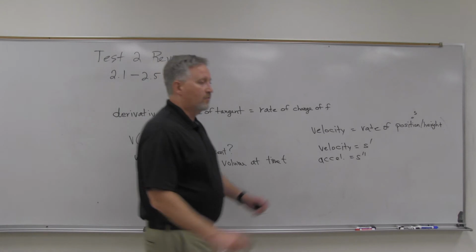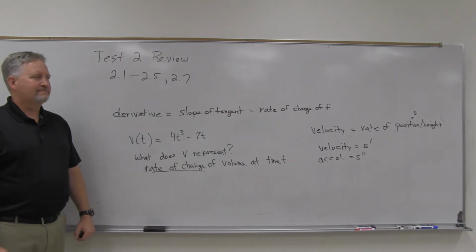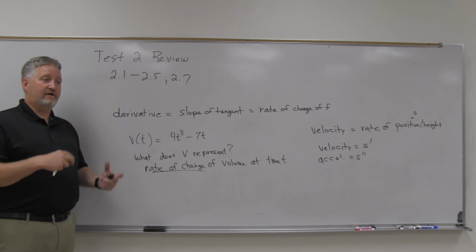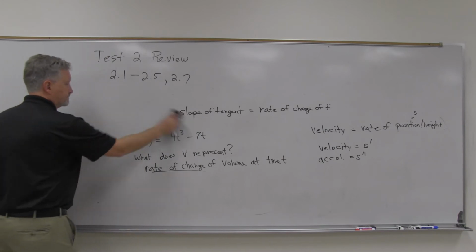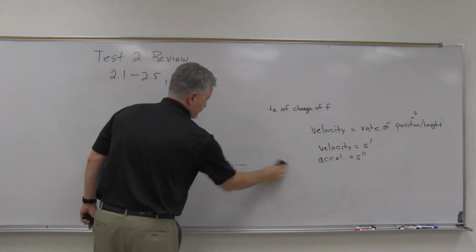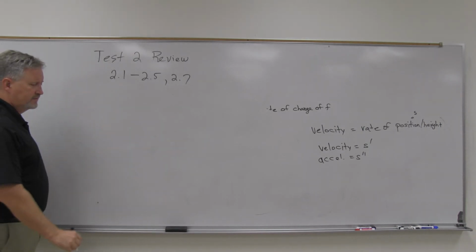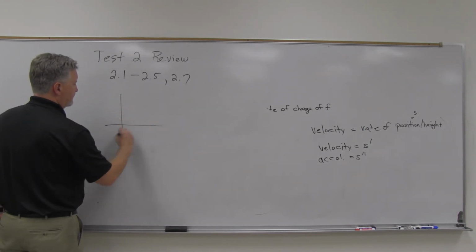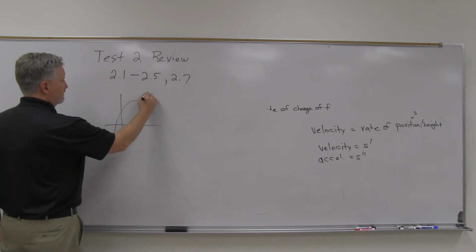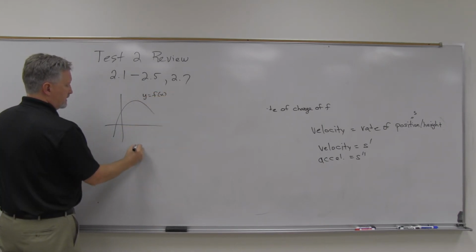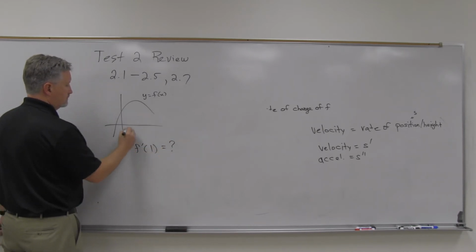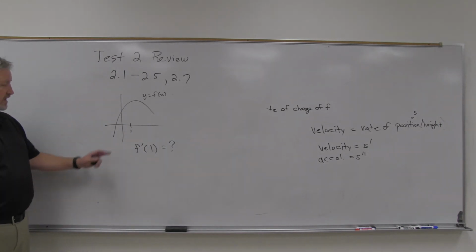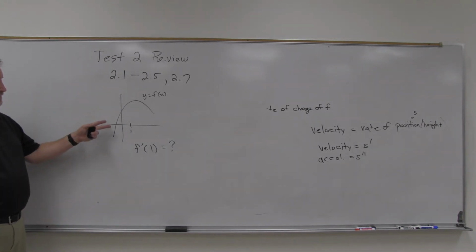Think of anything else? Let me look. Oh, think of something else. The other thing that we did was interpret the derivative with the graph. So be aware of that. If I've got a graph here, y equals f of x, and I want to approximate f prime of 1, how would I do that? Well, f prime of 1 is the derivative at 1.